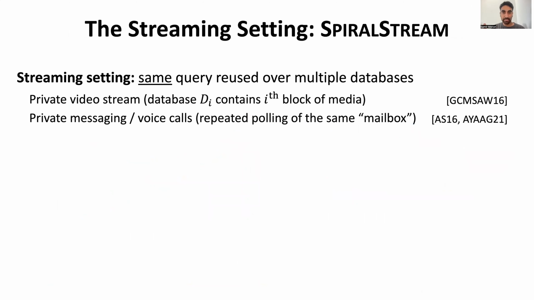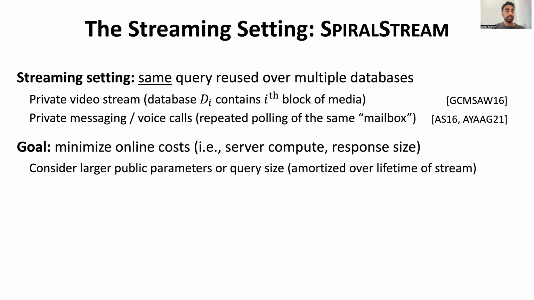We consider another setting, the streaming setting, which I mentioned before, where you fix a query and you have multiple databases. This comes up in video streaming, but also in private messaging, where you might choose a mailbox and then repeatedly fetch from the mailbox over some time. So we're keeping the query fixed, but changing the database. Here, it makes sense to focus on the compute and response sizes and ignore the public parameter and query sizes, because these are amortized over the whole lifetime of the stream. Even if you perform 10 or 100 of these, these costs are amortized away very quickly.